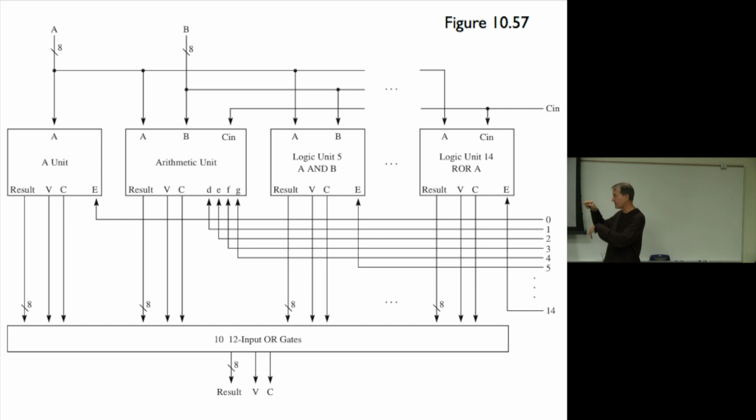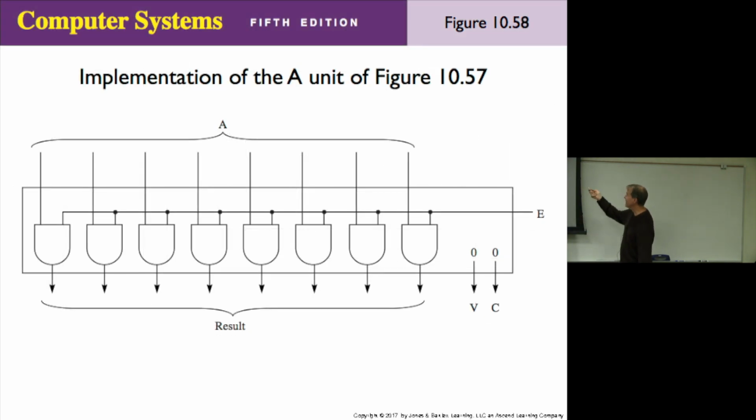The enable would, well, it's hard to say in words, but each one of the 8 inputs would go to one of the AND gates, and then the enable would feed into the other inputs of all the ANDs. And then the V and the C are what? And so we could just ground those, like on your lab, make them zeros. And that would be it. And so here, did we do it right? Figure 10.58. There's the A unit.